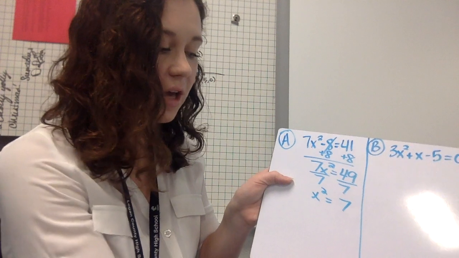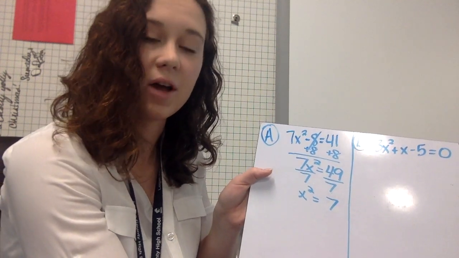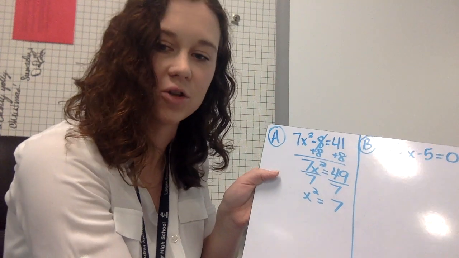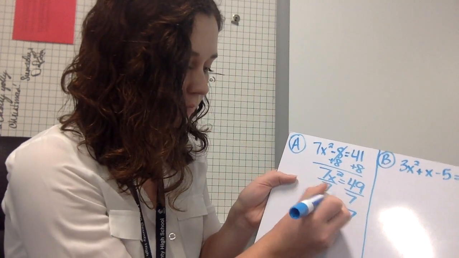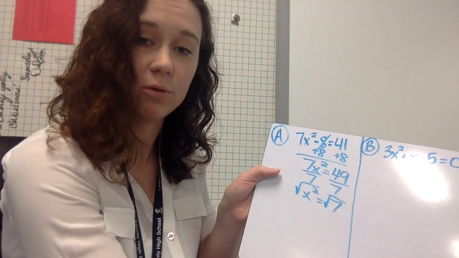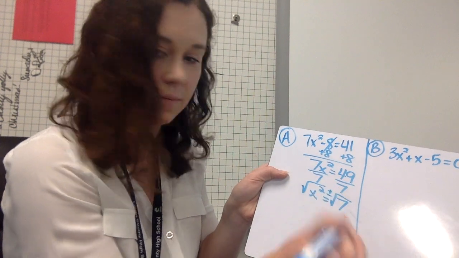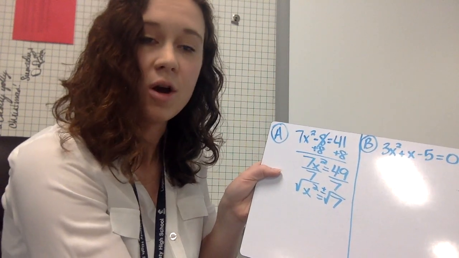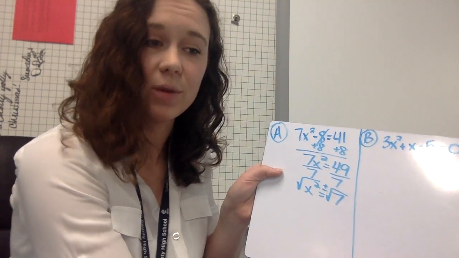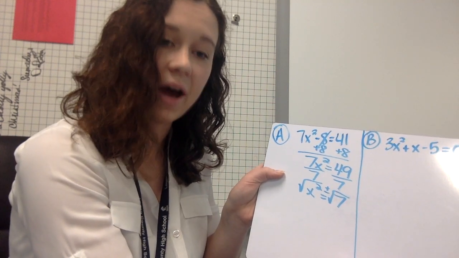And I'm not quite done yet. X is almost by itself, but it still has that little squared there. My very last step is to say, well, how do I cancel out a squared? Well, by square rooting. And here's the step that everybody forgets. Whenever you square root something, there's a little symbol that you have to write. And it's this right here. It's a plus minus symbol. What that means is that when I square root something, my answer could be positive or it could be negative. So technically, I have two answers.